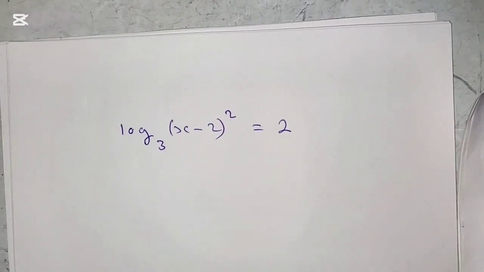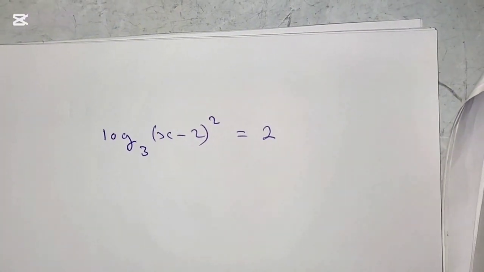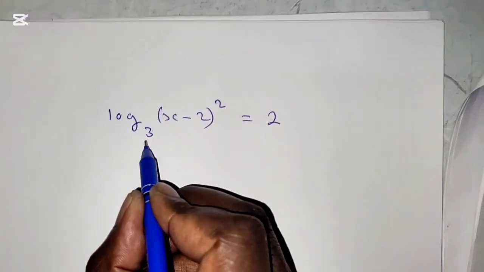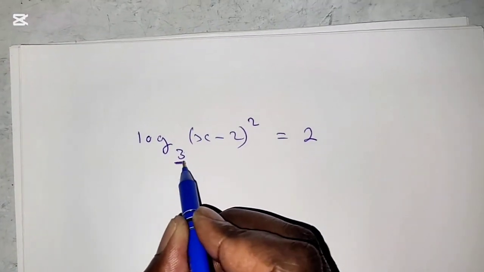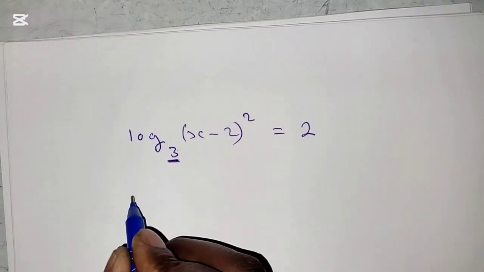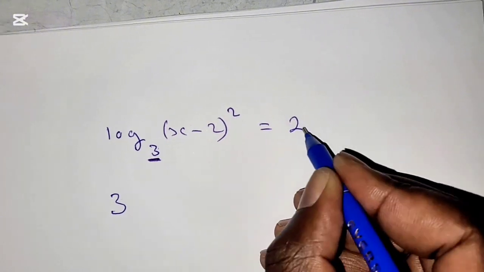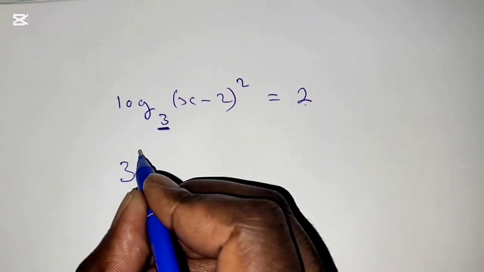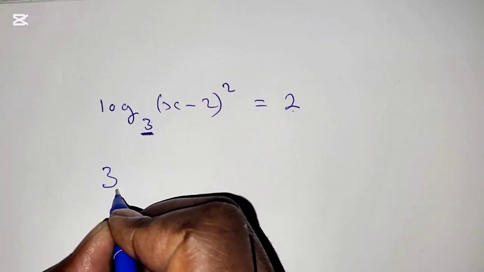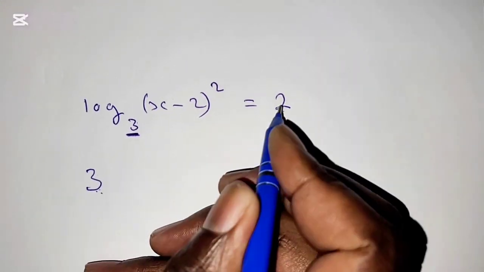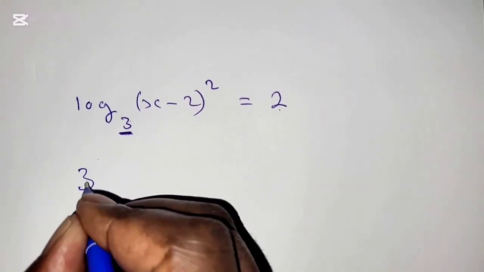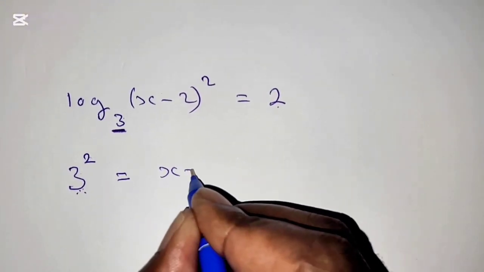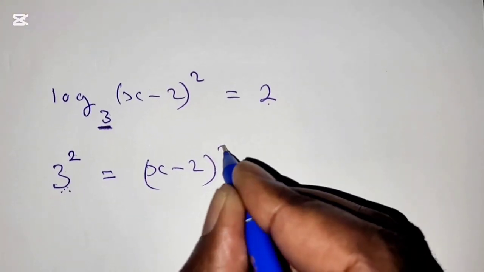Okay, so we want to find the value of what? The value of x. Okay, so this one here, our base 3, we're going to write it 3. Then we're going to take 2, which is on the other side of the equal sign. So 3 now becomes the base and 2 becomes the power of 3. So it's now 3 raised to the power of 2 is equal to x minus 2 squared.